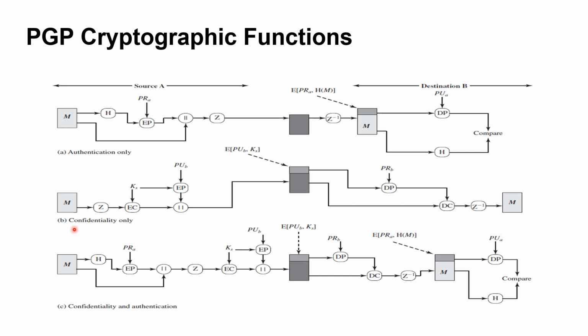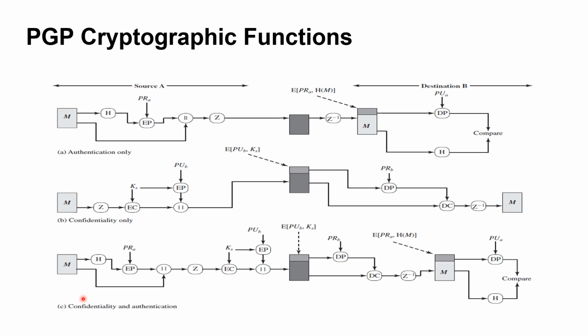The second diagram is for confidentiality only. First we compress the message itself at the very beginning, and then we provide a symmetric encryption using the session key. After that, using the same session key, we perform a public key encryption, and it is appended together and sent in the transmission channel. At the receiving end, it is decrypted and decompressed and received. So here we are concentrating only on the encryption of the message, that is, the security of the message.